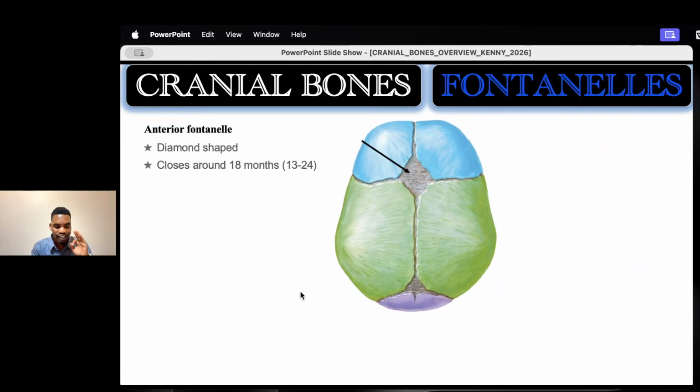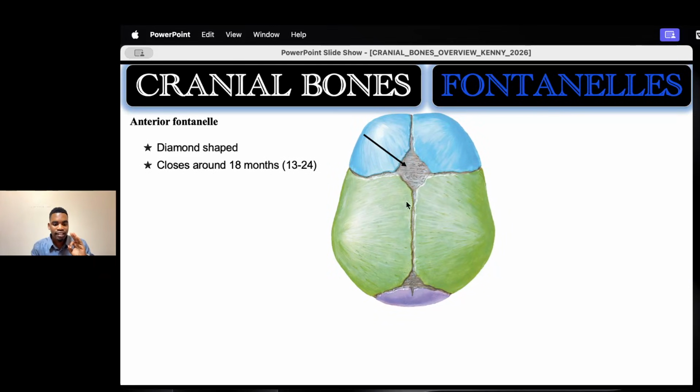So the anterior fontanelle is diamond shaped, as you can all see, and it's expected to close at the age of 18 months. Most books will tell you 18 months, but it's a range. You will write 18 in an exam, but remember it's a range between 13 months and 24 months. It can close anywhere in between, and that's it.